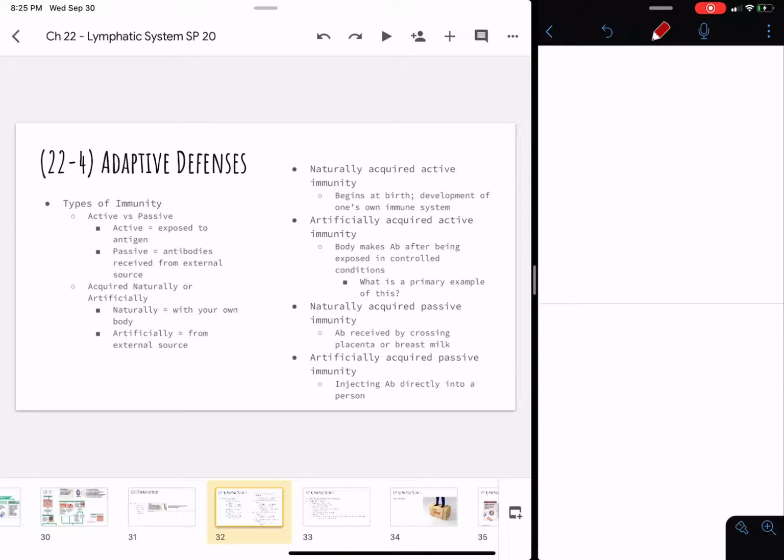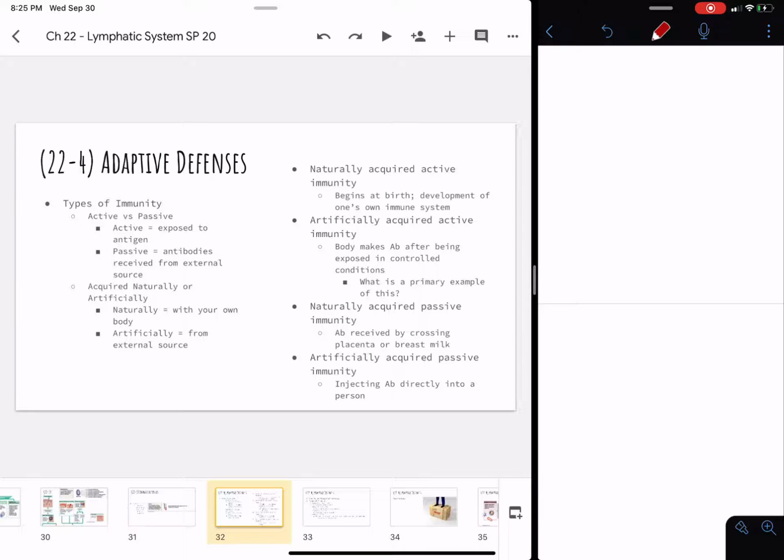Up next, we have adaptive defenses. And first, we're going to start with a description of the different ways we can explain different types of immunity. First, there are four words that we'll use: active, passive, acquired naturally, or artificially. So, I guess 5 words, but whatever.